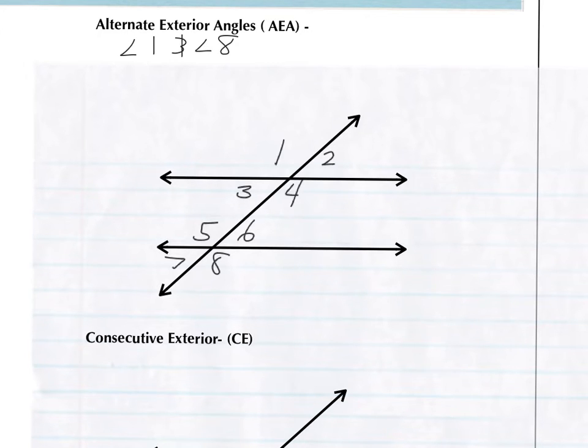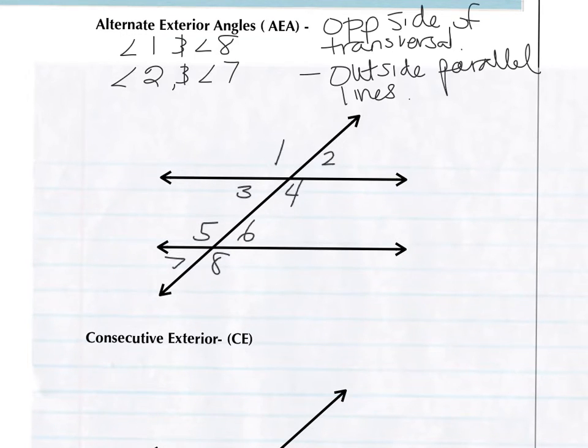Pairs like angle 2 and angle 7. That's correct. Just to be clear, our conditions are the opposite side of the transversal. Okay? So again, opposite side and outside of the parallel lines. Again, 1 and 8 and 2 and 7. And the special feature of these angles, you guessed it, they're congruent. They are equal. Therefore, angle 1 is congruent to angle 8, and angle 2 is congruent to angle 7.